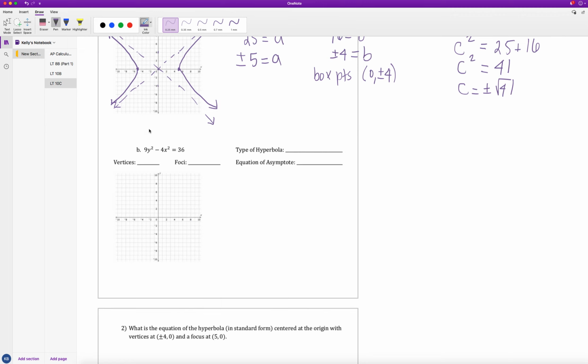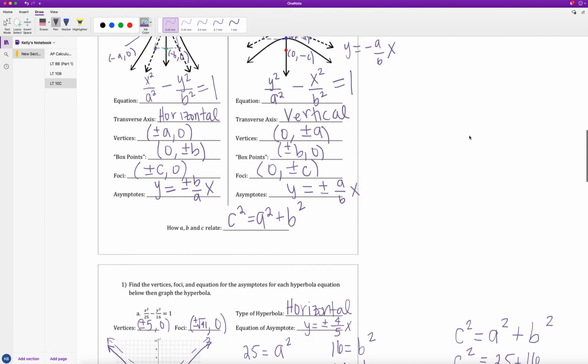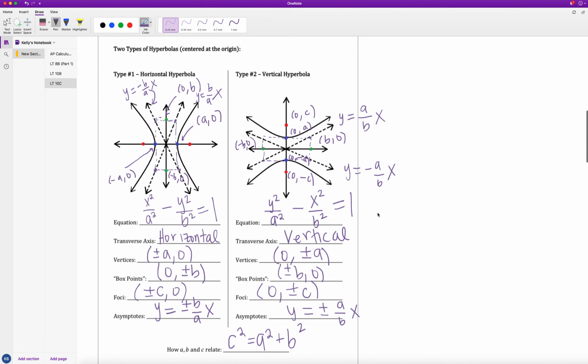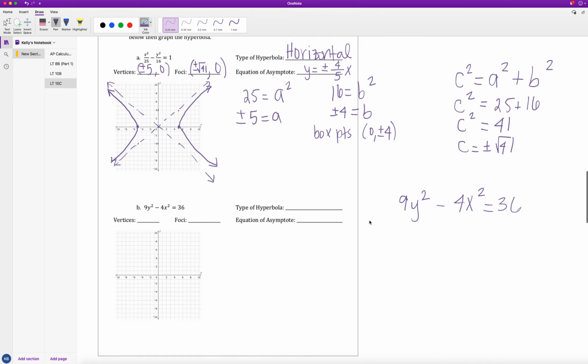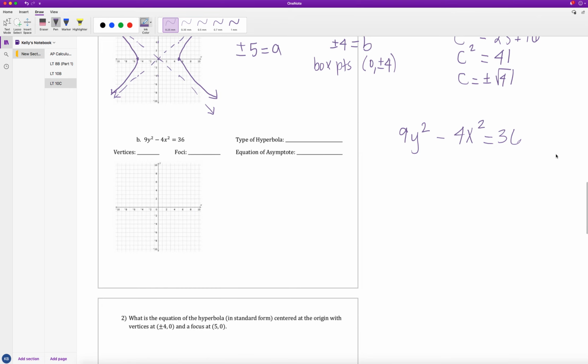Okay, let's try example B. My hint to you was that it's not in standard form to begin with. So if I start with this, I have 9y squared minus 4x squared equals 36. The reason I say it's not in standard form is that if we go back to our notes on the prior page, both of these equations were equal to 1. And in example B, I have an equation that's equal to 36. It's because of the 36 that I'm not in standard form.